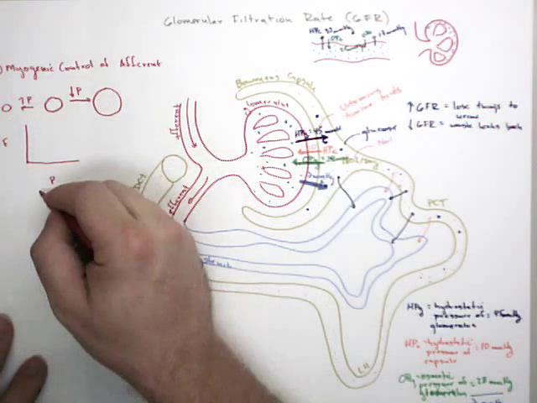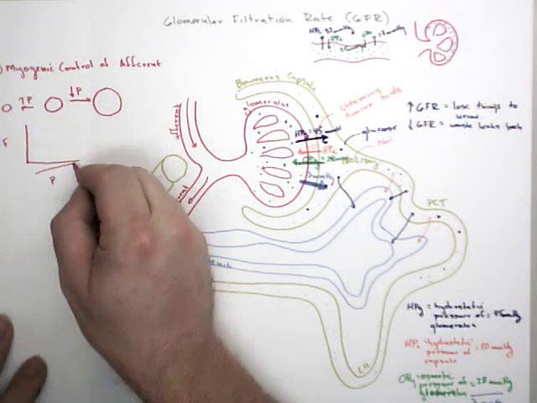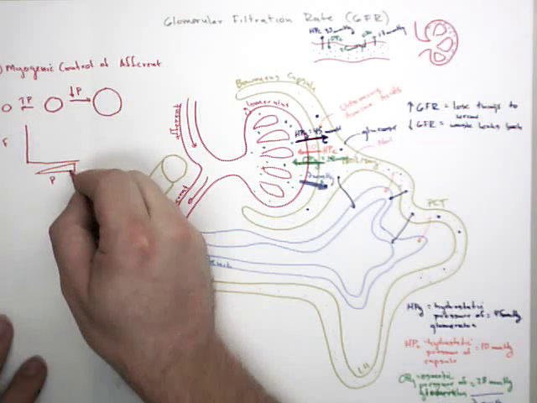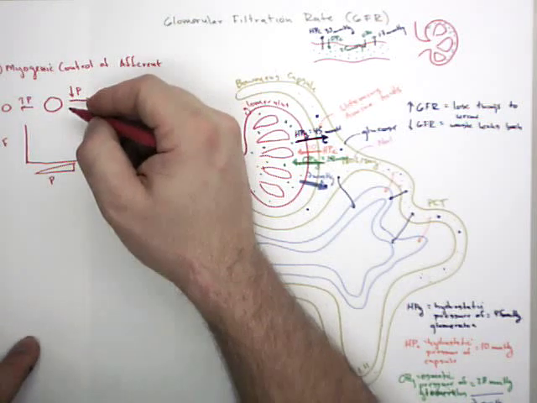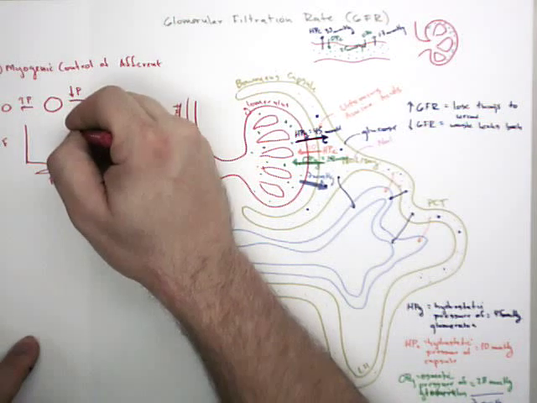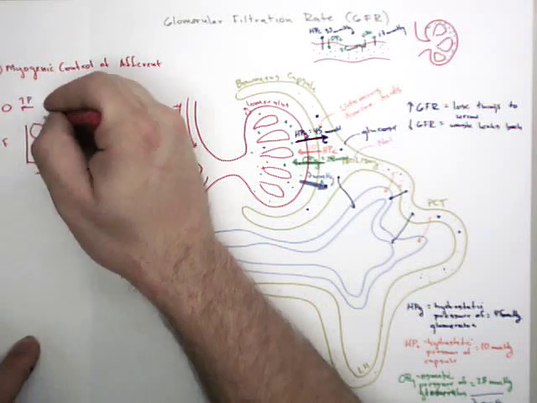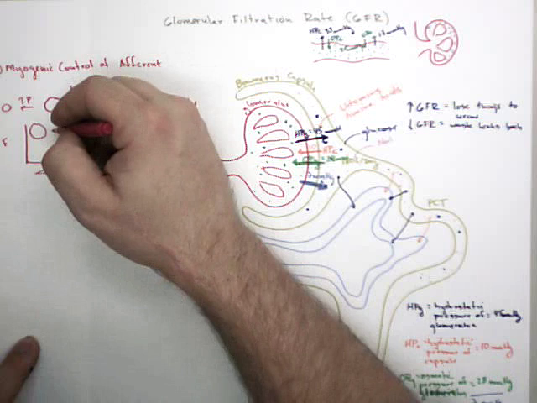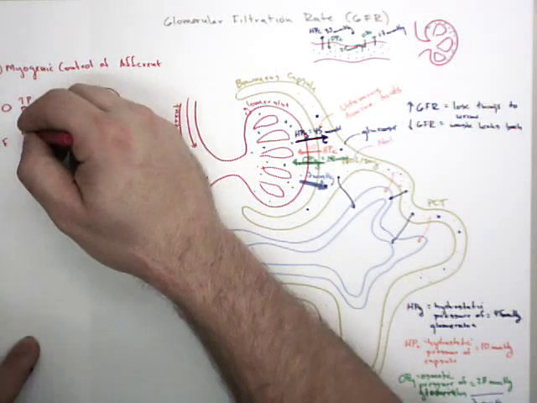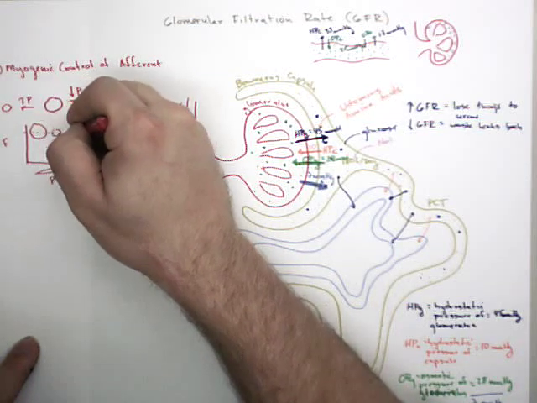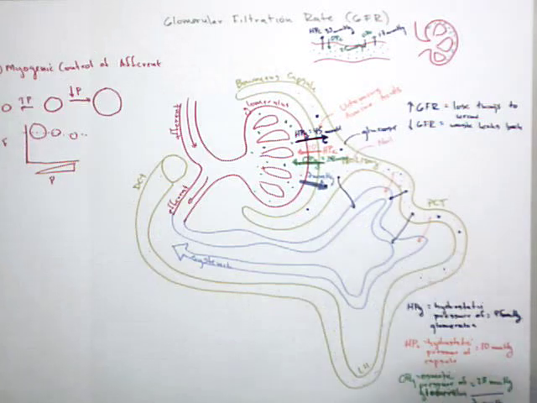Another way to put that is on a graph of pressure versus flow. If pressure is heading up in this direction, then when pressure is high, the blood vessel will be constricted. And when the blood pressure is low, the blood vessel will be dilated. The reason is that it will keep flow constant. So the blood vessel will try to keep flow constant in response to the blood pressure.